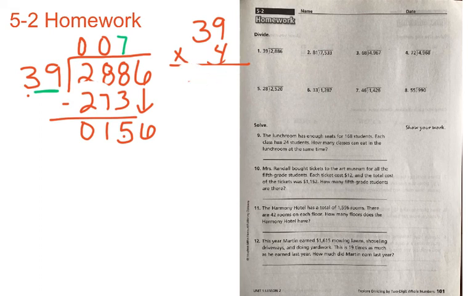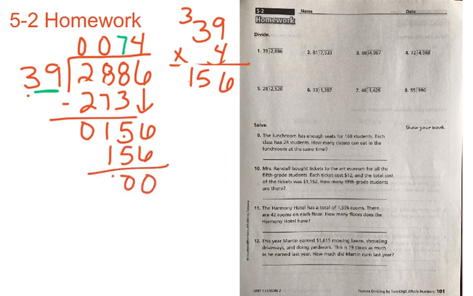Let's see what it is multiplied by 4. 9 times 4 is equal to 36. Put down your 6, carry your 3. 4 times 3 is equal to 12, plus 3 is equal to 15. Well, it's 156, and that's exact. So it will be the answer without a remainder, because 156 minus 156 is 0. So your answer is going to be 74.